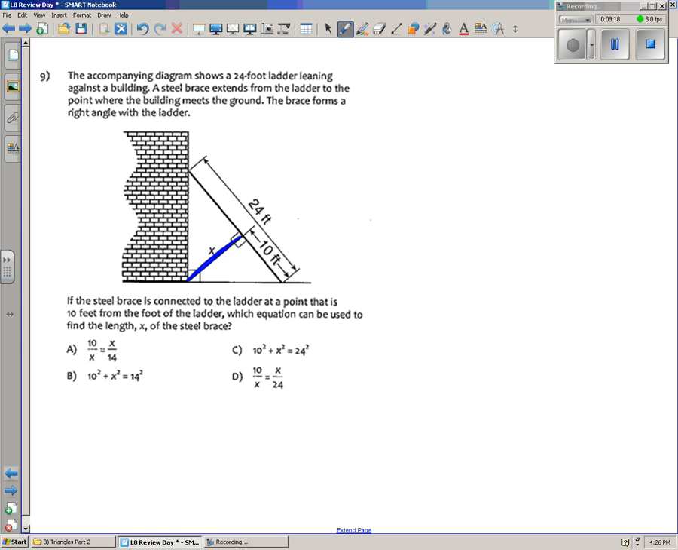So far, when you use HELP and PAP, what you want to do is label what you have. So right now, 24 is the hypotenuse, 10 is a projection, and X is the altitude. And it says, which equation can be used to find the length of the steel brace, otherwise known as the altitude? Well, we have the hypotenuse, we have a projection, we want to find the altitude.